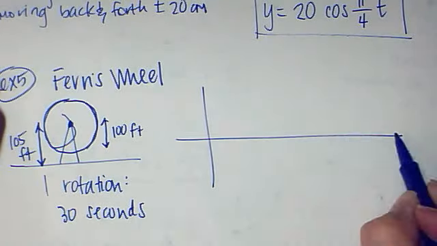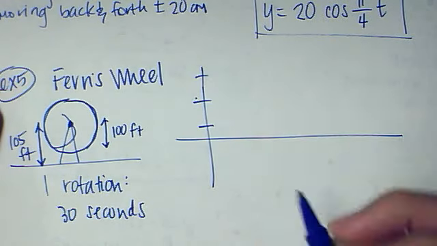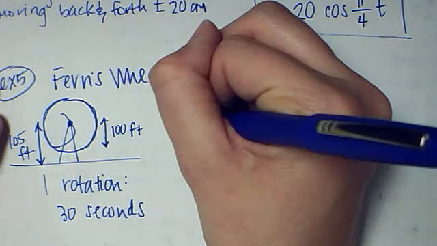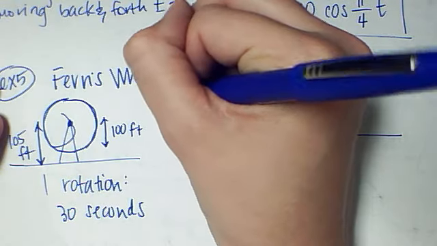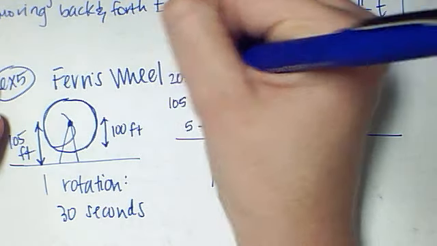We need to go ahead and draw our graph. And in this case, we are going to have a shift upwards. 5 feet off the ground is the lowest point the people will be in the Ferris wheel. Then 100 feet up from that would be 105. That would be in this middle point. And at the highest, they'd be at 205.